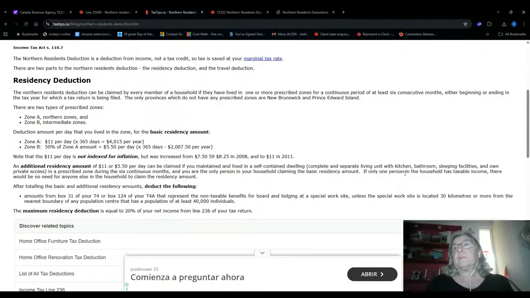If only one person in the household has taxable income, there's no need for anyone else in the household to claim the residency amount. So I hope that's clear. Now, when you have added up all your expenses, if your employer gives you a Northern Living allowance and they tax you on it, you have to offset that income against the expenses that you're claiming. And then the maximum residency deduction is equal to 20% of your income. So say you had an $8,200 deduction and you had $50,000 income, 20% of $50,000 is $10,000, which would be the maximum deduction you can claim.